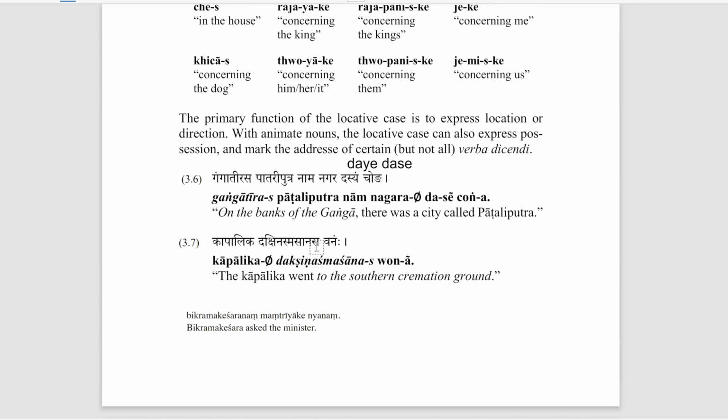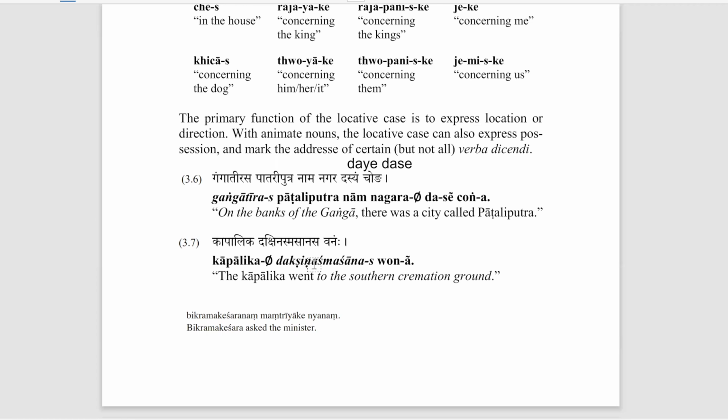The word Dakshina Shmashana: Dakshina is the south, Shmashana is the cremation ground. So in the Hindu world, the south direction is the direction for death. So the cremation ground is always placed on the south side, and also the south side is the place for the goddess Kali, who is related to death.